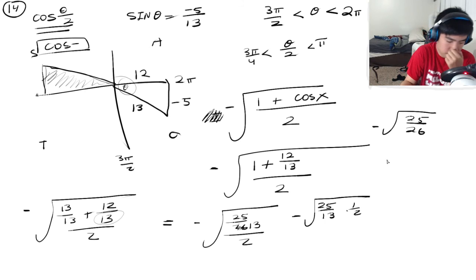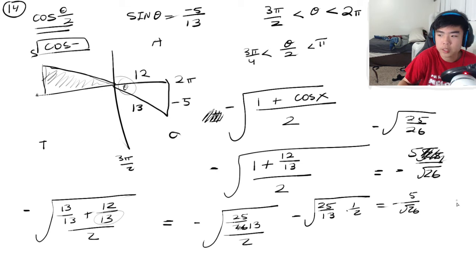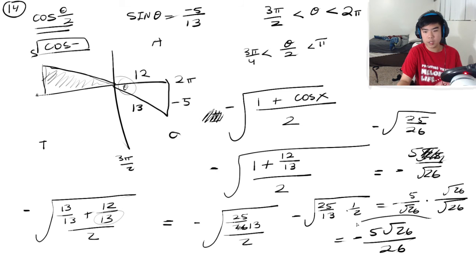Then it equals, you could pretty much take out the rad, because that is equal to this, right? And basically you could take out the 5 here. It cancels out, so negative 5 rad 26. And since you don't want a rad in the denominator, times rad 26, so you get negative 5 rad 26 over 26, and that should be the right answer.